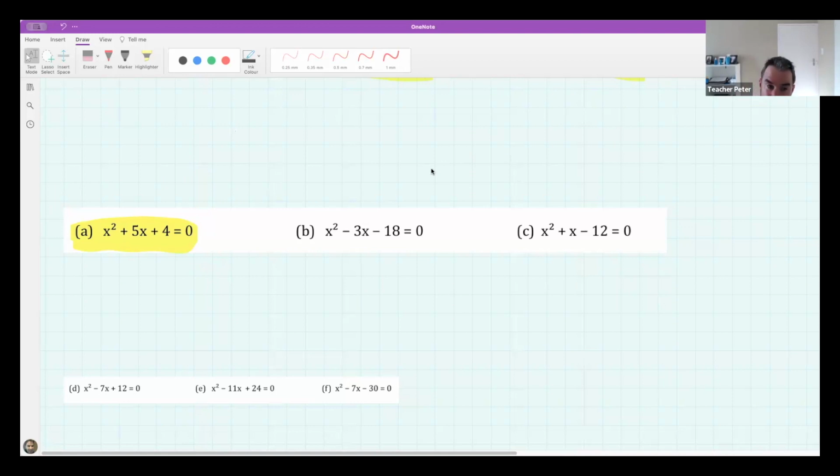Okay, yes, we're solving for x. Sorry, I should have put that in the actual question. So in all these questions, we are solving for x, and these are quadratic equations. The reason they're quadratic equations is the power of 2 that's here.